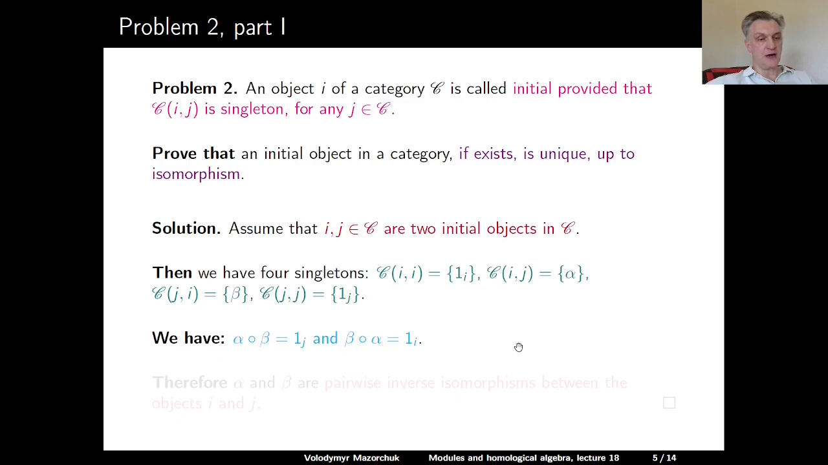Then the composition of alpha after beta, this should be a map from j to j. So there is only one such map, so it is equal to the identity on j. Similarly, the composition of beta after alpha, this should be a morphism from I to I, and there is only one such morphism, 1_I, so this composition is equal to the identity on I. And this means exactly that alpha and beta are pairwise inverse isomorphisms between the objects I and j. And this shows that an initial object is indeed unique.